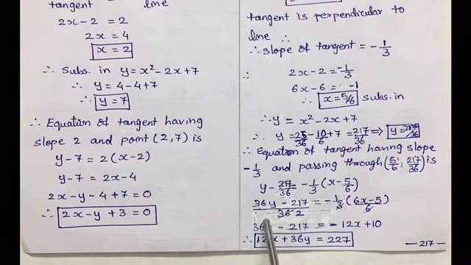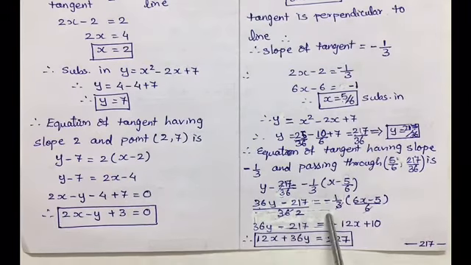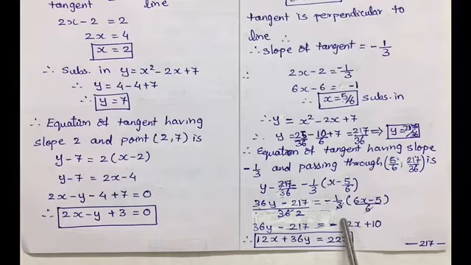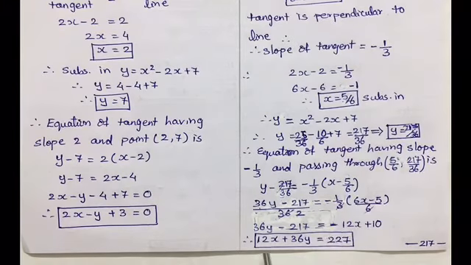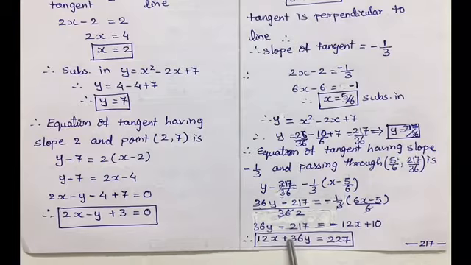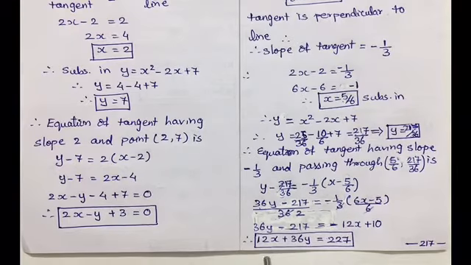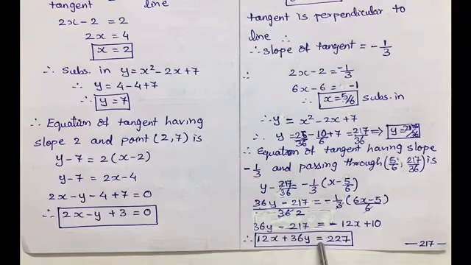Taking up the LCM, it becomes 36y minus 217 upon 36 is equal to minus 1 by 3, times the LCM, 6x minus 5 upon 6. Cancellation with 18 and 36 as 2. Then taking to the other side and multiplying, the complete simplification gives us the equation of the tangent as 12x plus 36y equal to 227.